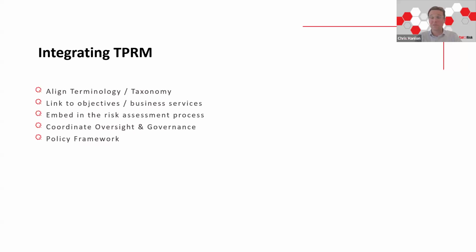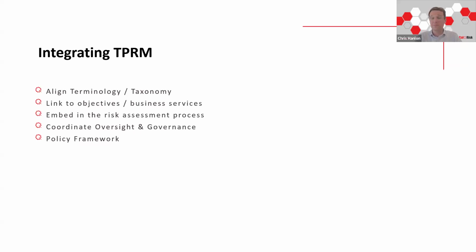Link it to objectives and business services where possible. So just create those links from your third-party work right across the business. You will see impact and value add. You won't just be ticking the compliance box. Embed it in the risk assessment process. So if you have a quarterly risk assessment process or a trigger-based risk assessment process, whatever it might be, do embed third-party risk in there, because it's the people who own the contracts. They're the ones who know what the potential risks might be.